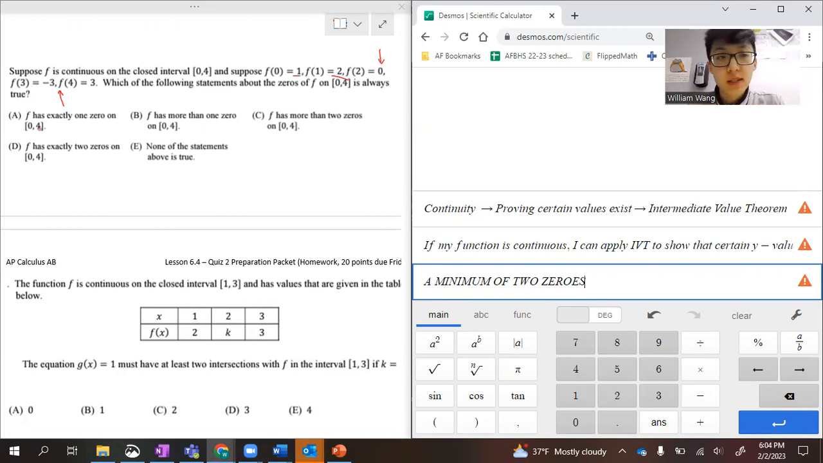Now, which one of these answer choices says that? A, F has exactly 1 zero. No, that's definitely not. B, F has more than 1 zero. Okay, this is sort of tricky, but it's actually going to be B.